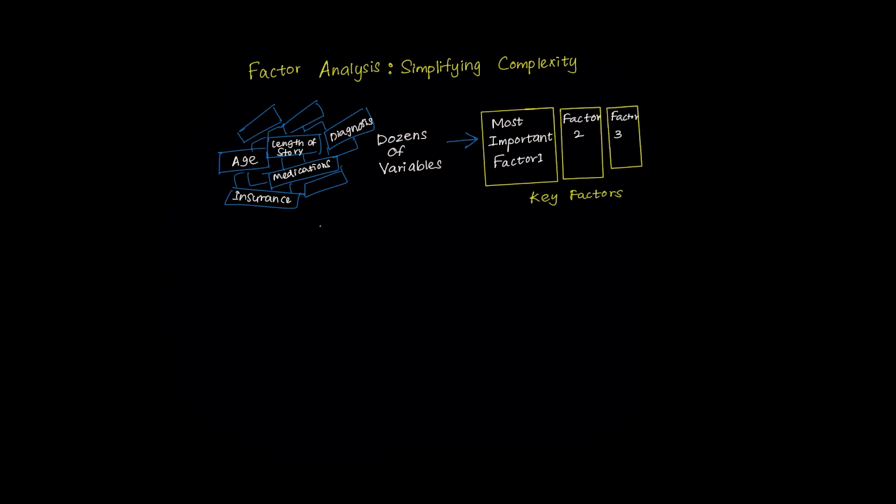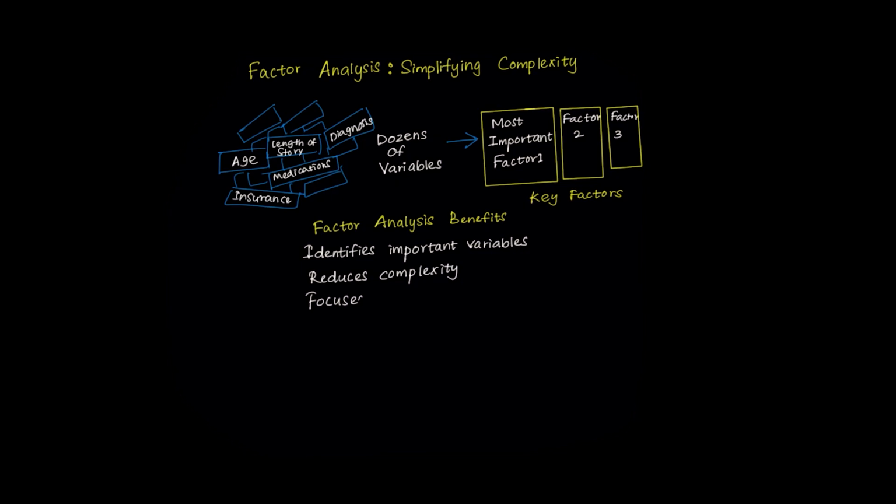Imagine you're tracking readmissions and you have data on age, gender, number of medications, length of stay, diagnosis, insurance type, socioeconomic status, distance from hospital, and dozens of other variables. Factor analysis uses sophisticated statistical techniques to figure out which of these variables actually have meaningful relationships with readmission and which ones are essentially noise. This is incredibly valuable because it allows you to focus your improvement efforts on the factors that matter most rather than trying to address everything at once.